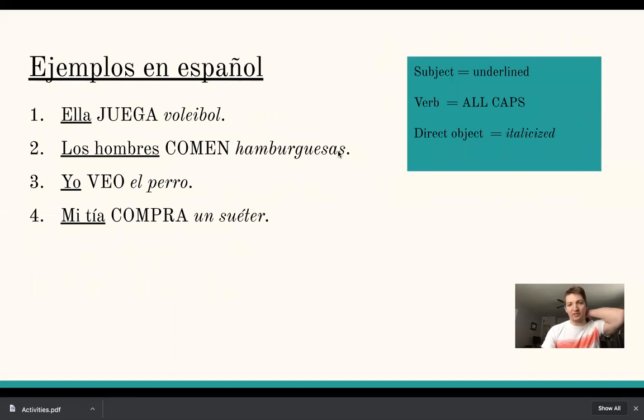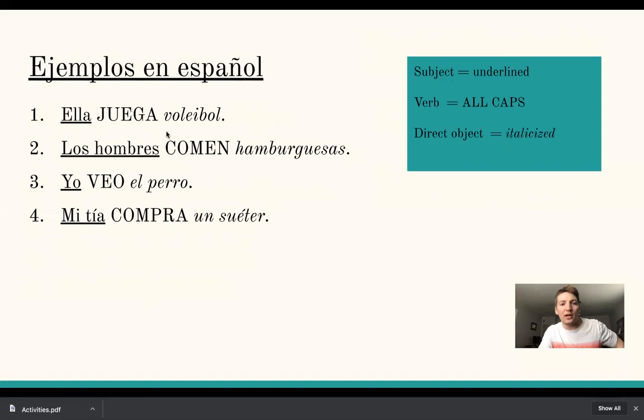So here's a couple of examples in Spanish. I have the subject underlined, the verb in all caps, and the direct object is italicized. I didn't double check my work. I hope italicized is spelled correctly. It'd be very embarrassing if it's not. So best, just don't look it up, okay? Number 1, this thing's in the way again. I need you to move.